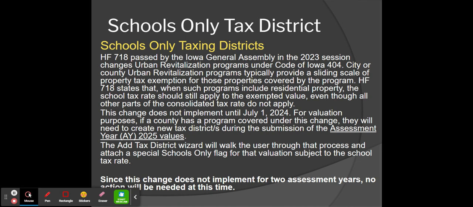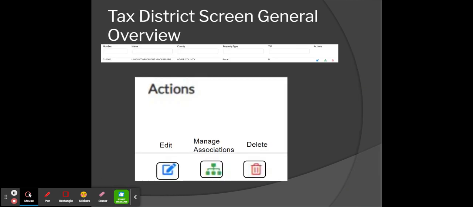Now, we've added the functionality. You're not really going to see it in the system, but we are doing a wizard process that'll walk you through that process, and it'll attach a special schools only flag for that valuation. As I mentioned before, you're going to see some fields that say schools only but have an N next to them. You can ignore those for now, but I want to make sure that people understand what that's referring to so you don't get confused and just be aware of the change. It's sort of an educational piece, but you don't really have to do anything with it this year.